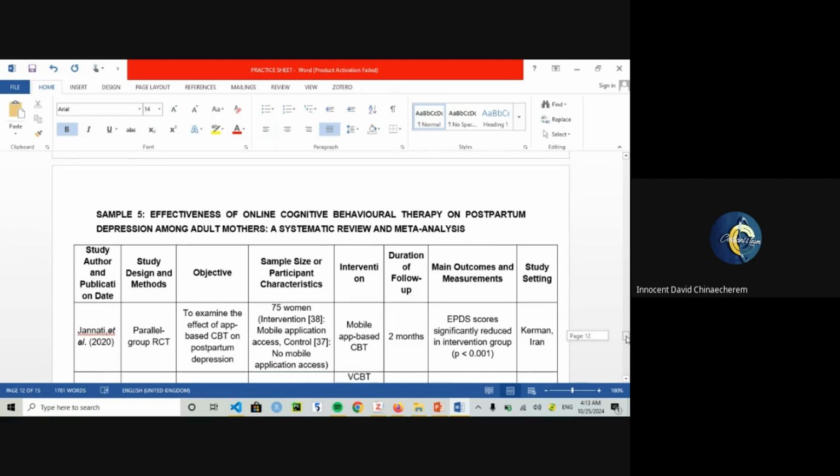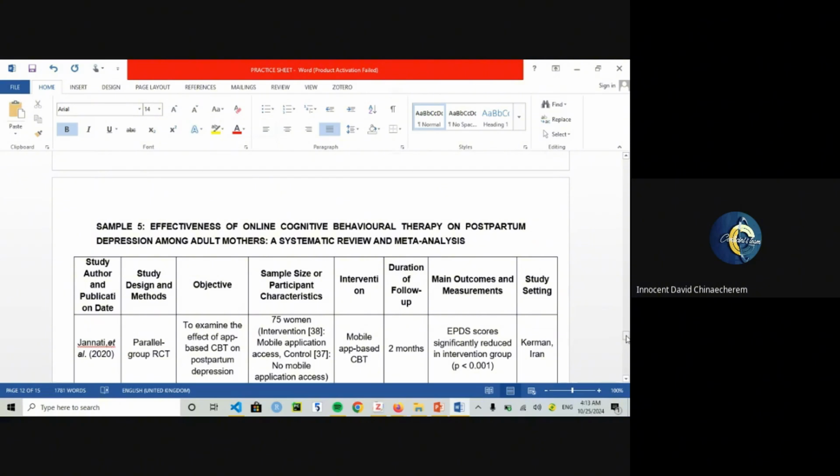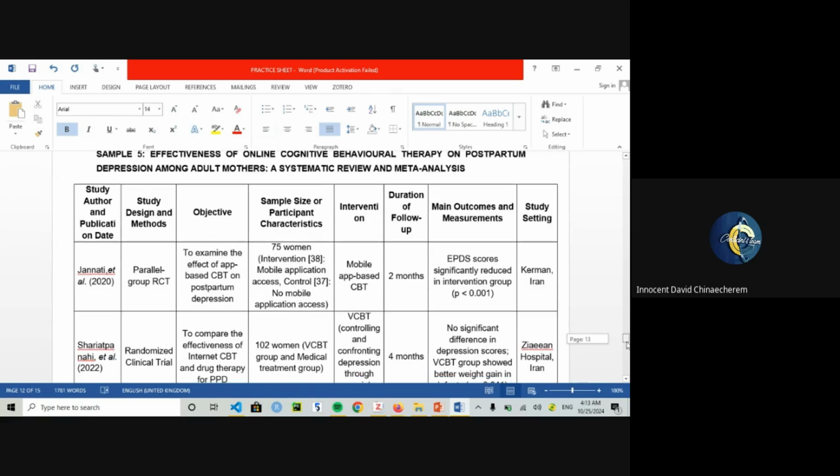So now let's take a look at what a meta-analysis could look like if we want to extract studies from it. Here we have a systematic review and meta-analysis of online cognitive behavioral therapy for postpartum depression among adult mothers. So what did we extract here? We extracted study outcome, publication dates, study design, objectives, sample size, intervention, duration of follow-up, main outcomes, and study setting. There could still be other parameters to be extracted.